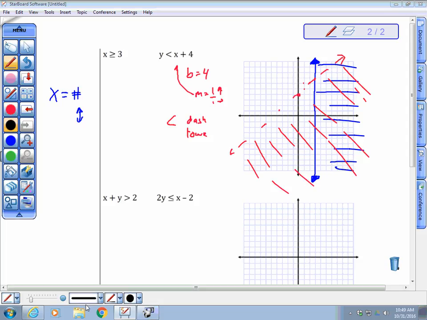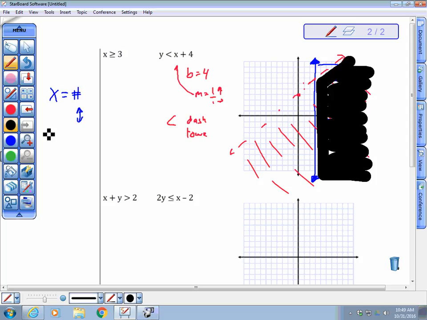So where the lines are true for both are lower than the red and to the right of the blue, so it'll be this section here. That's where it's going to be true for red as well as true for blue.